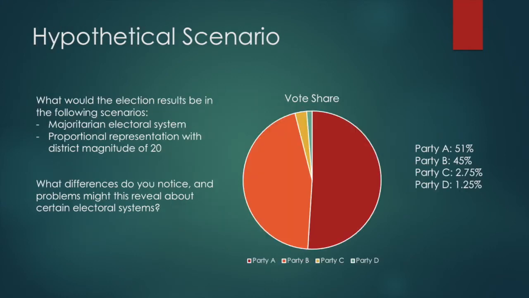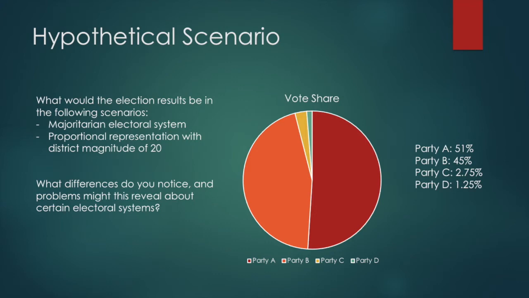To better understand the majoritarian and proportional representation electoral systems, I set up a hypothetical scenario. Given that Party A wins 51% of the vote, Party B wins 45% of the vote, Party C wins 2.75% of the vote, and Party D wins 1.25% of the vote, what result would happen in each scenario?